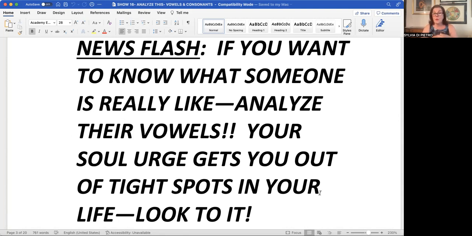But if you want to know what someone is really like within, analyze their vowels, not the consonants in their names, okay? The consonants within someone's name is how they appear. It isn't how they often are. So you can appear very confident and very qualified for a job and actually not be. But you can work on how you appear using the qualities of your soul urge to become extremely competent in a job or as a husband, as a wife, as a mother.